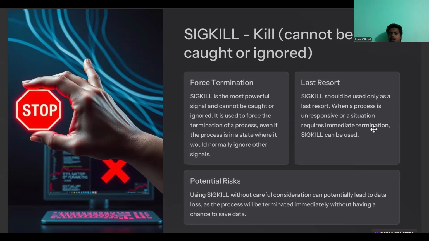Last resort. SIGKILL should be used only as a last resort when a process is unresponsive or a situation requires immediate termination. Potential risks. Using SIGKILL without careful consideration can potentially lead to data loss, as the process will be terminated immediately without having a chance to save the data.